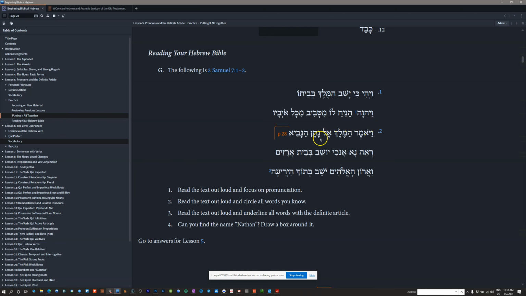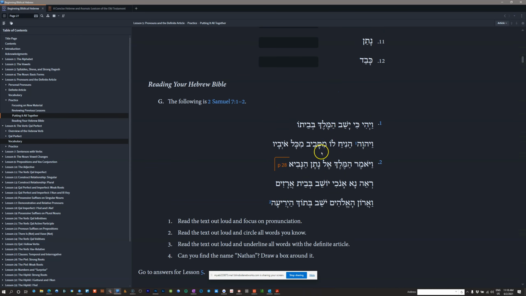Vayomer hamelech el Natan. That confused me there because Natan looks like our verb natan. You can see the verb has a patach. This has a kametz. So Natan here is the word or the name Nathan. Vayomer hamelech el Natan hanavi.